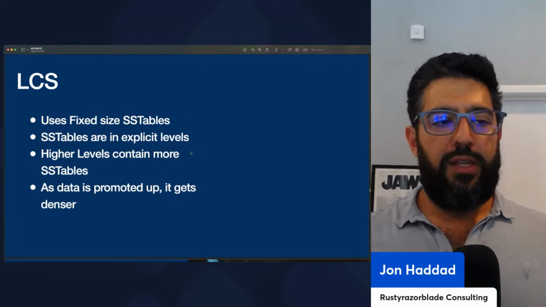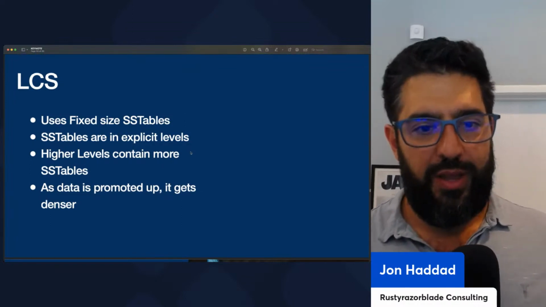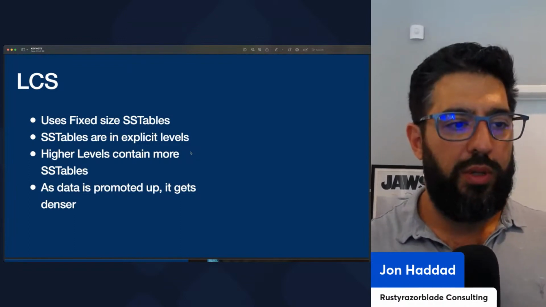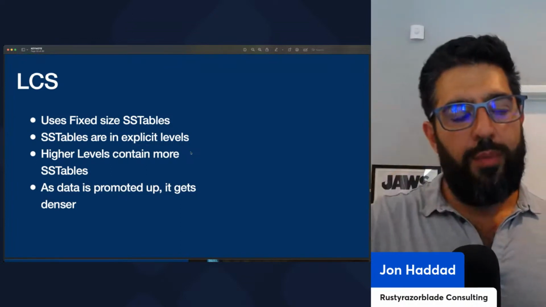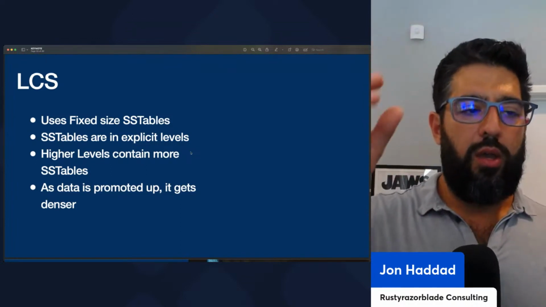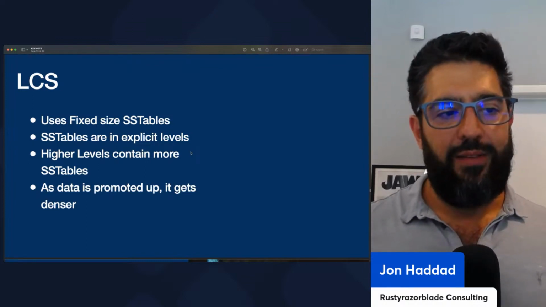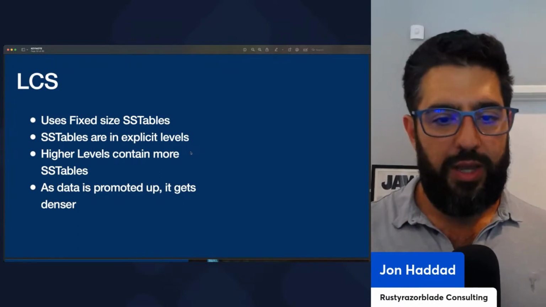So the size of the SS tables determines how much data exists in each level in that case. And higher levels contain more SS tables. As you keep going up in levels, you end up increasing the number of SS tables that can be present in that level. So you have a lot of churn in the lower levels, and as you get higher and higher, you have less and less.